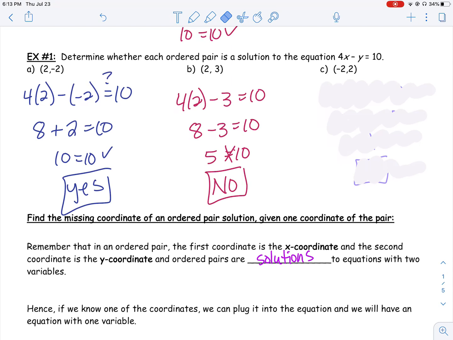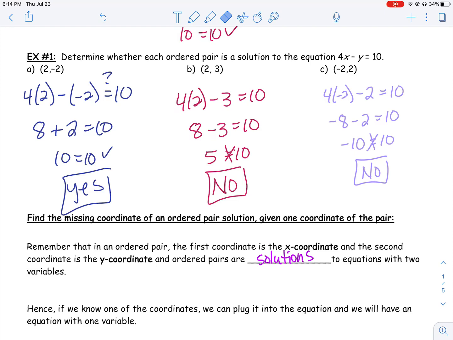What about (-2, 2)? Is that a solution to the equation? Well, if I plugged in -2 for x and a 2 for y, I ended up with -8 minus 2, which is -10. Now, they look close, but they're not the same. -10 and positive 10 are total opposites, right? Since they're not equal, that means this is also not a solution to the equation. It's not a point on the line. There might be other points on the line, just not that one.